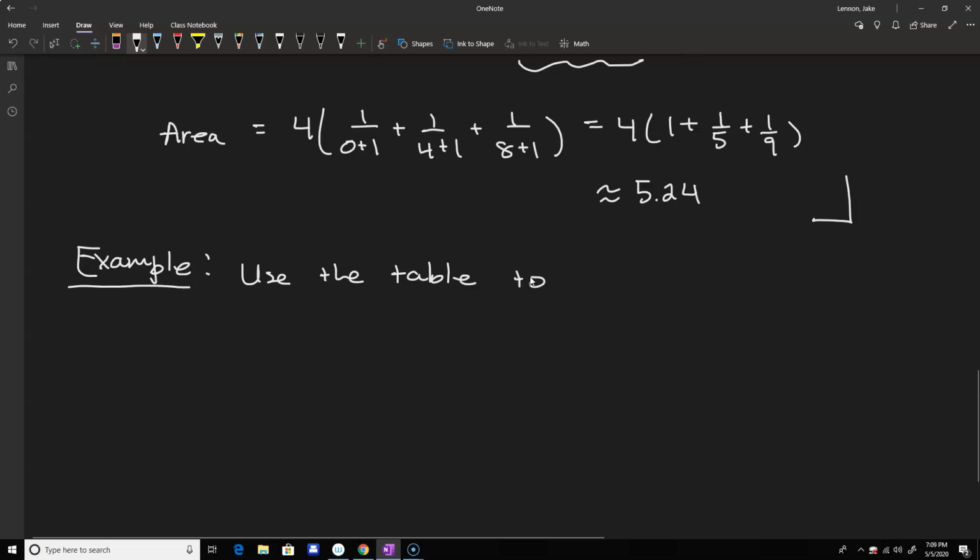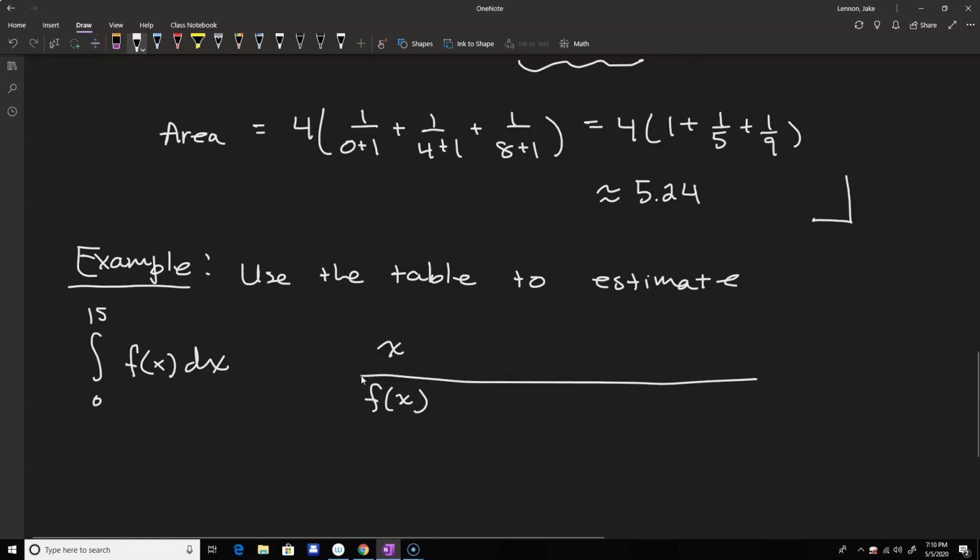So using the table to estimate it's really just a compact way of writing the information. That's one way to think about it. But we're going from 0 to 15. Our function is f of x. We don't have a formula for it, but we do have some data points on a table. So let's say our function is given by this table where we're given these x values 0, 3, 6, 9, 12, and 15. And the y values are 50, 48, 44, 36, 24, and 8.